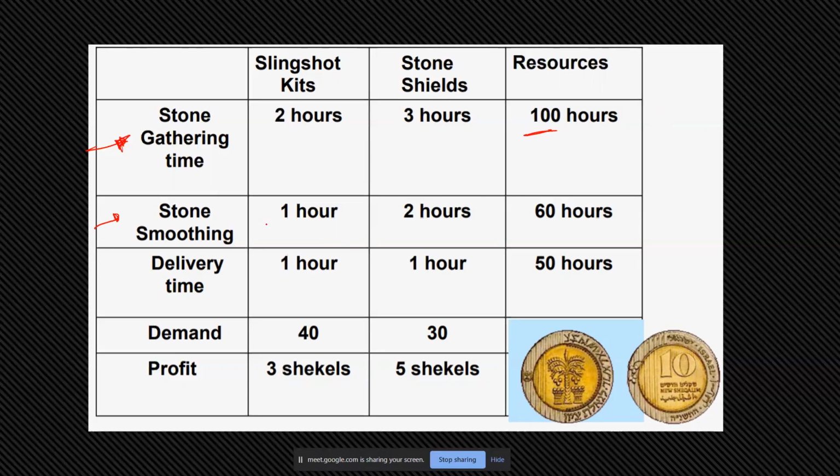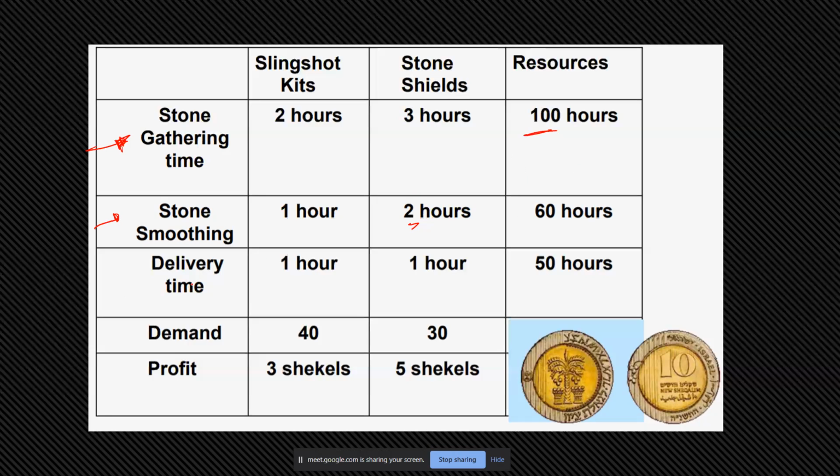So, ito daw kada slingshot, syempre mag-undergo siya ng process. Once na nakolekta na yung raw materials, parang pakikinisin. Kumbaga, yung raw material na yun. And that takes 1 hour dito sa slingshot. Syempre, mas malaki yung stone shields. So, yung mga bato, kailangan pang palinisin na mas matagal or pakinisin. So, in 2 hours. And for that process, 60 hours lang yung inallocate nilang oras.